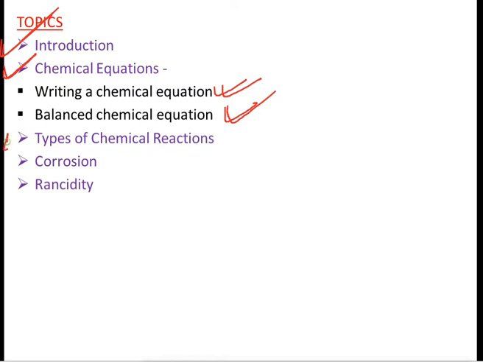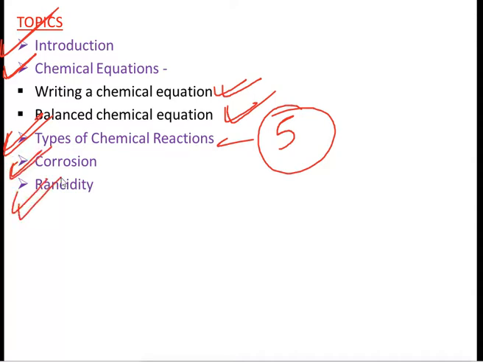Next is types of chemical reactions. In types of chemical reactions, we have to read about 5 types: combination reaction, decomposition reaction, then displacement reaction, redox reaction, and one more is double displacement reaction. And at last we have to read about corrosion and rancidity. These are the two phenomena which we have to read.